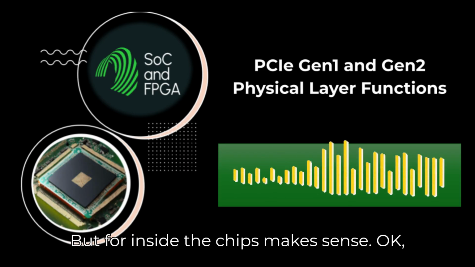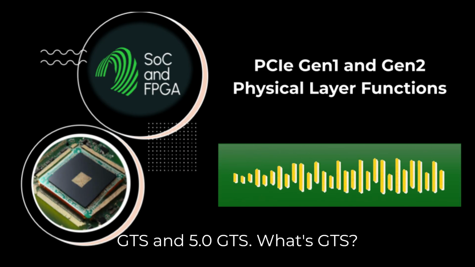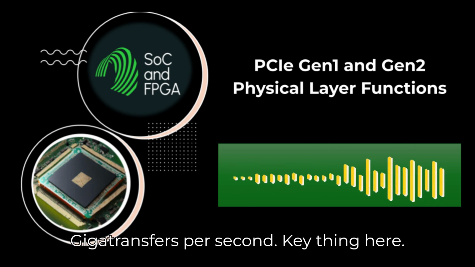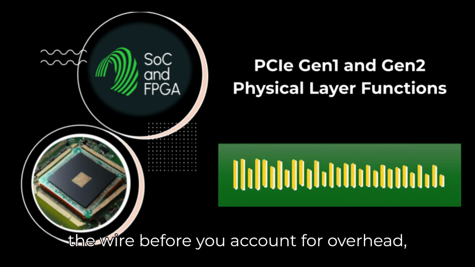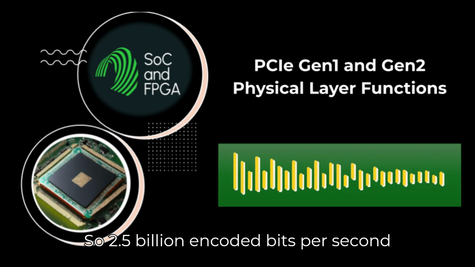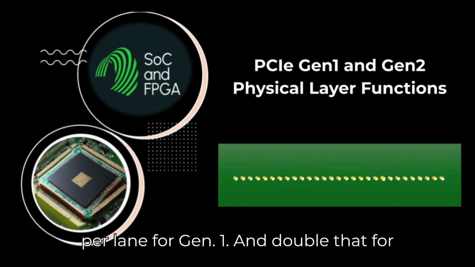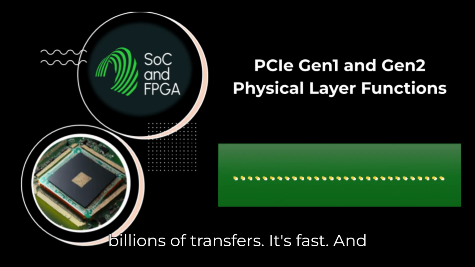Makes sense. Okay, Gen 1 and Gen 2. We're talking 2.5 GT/s and 5.0 GT/s. What's GT/s? Gigatransfers per second. Key thing here. It's the raw signaling rate per lane. It counts the encoded bits zipping across the wire before you account for overhead, like the 8b/10b encoding we'll get into. So 2.5 billion encoded bits per second per lane for Gen 1, and double that for Gen 2. That's the raw speed, yeah. Billions of transfers. It's fast.